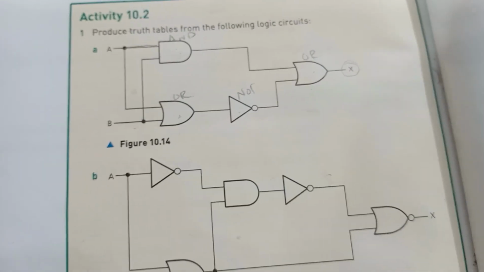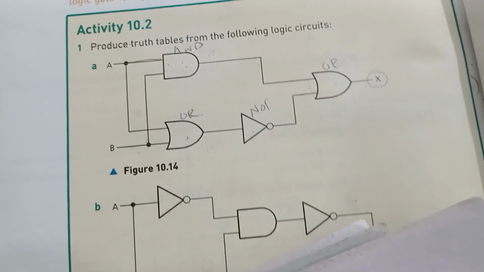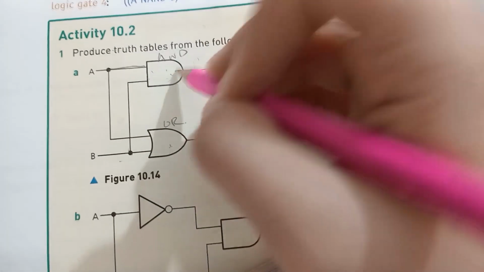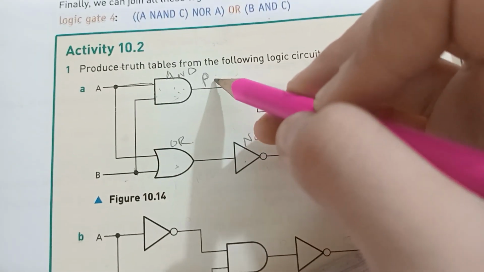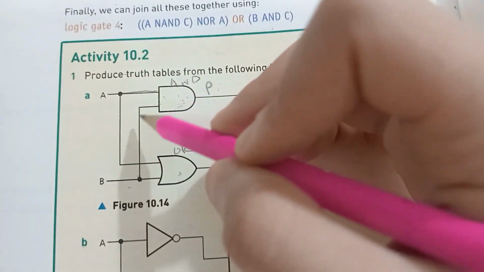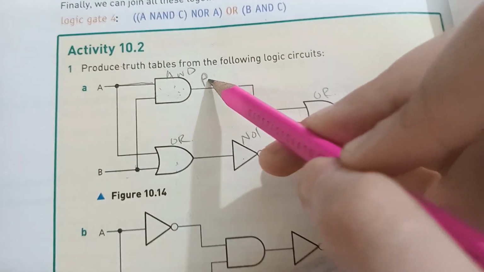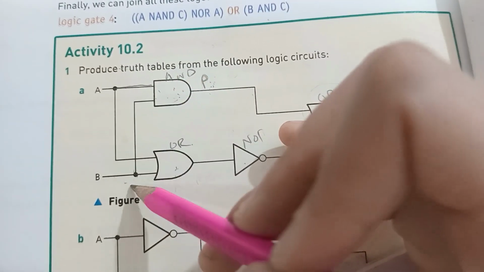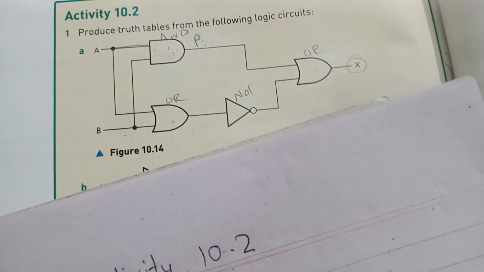Okay, so let's make a truth table. First of all, I have written the inputs, A and B, and filled in their values. Now let's look at the AND gate. I will write P here. I have given this variable the name P, and it is the output of the AND gate, whatever A and B are as input.